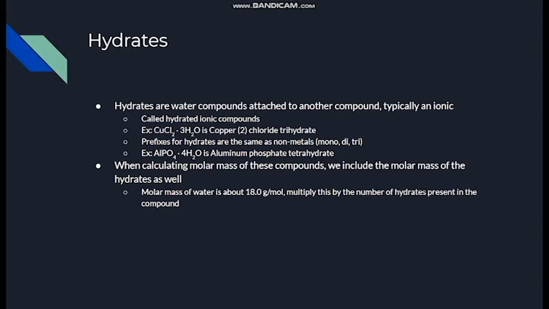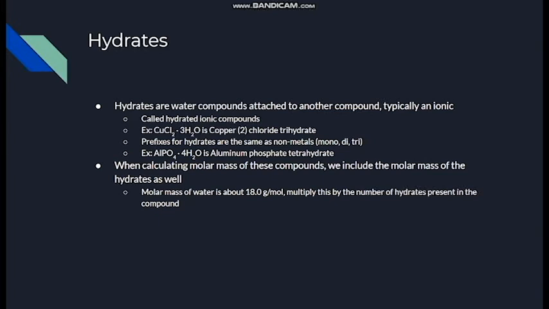This is how you would name this particular compound. This dot right here indicates that there's going to be hydrates present. It's like you're multiplying the compound by hydrates. The prefixes for hydrates are going to be the same as the nonmetals. So we've got mono, di, tri, tetra, penta, hexa, hepta, octa, nona, and deca. So example here, aluminum phosphate tetrahydrate. There's 4 waters. This is why we use the prefix tetra.